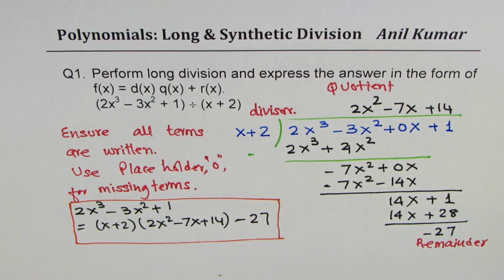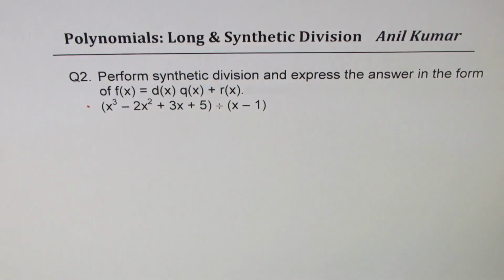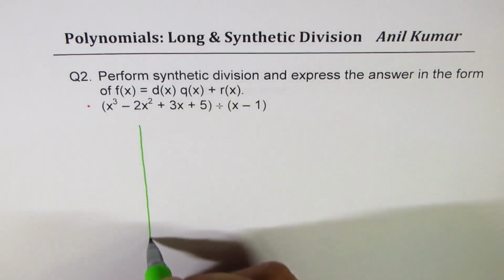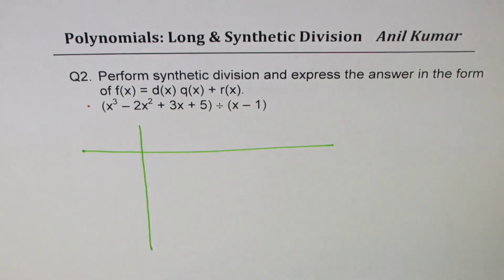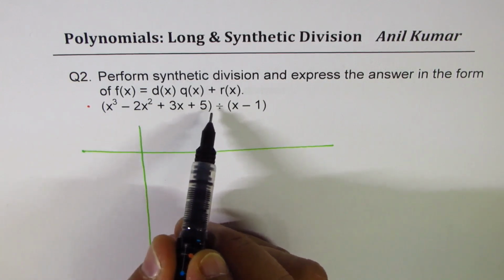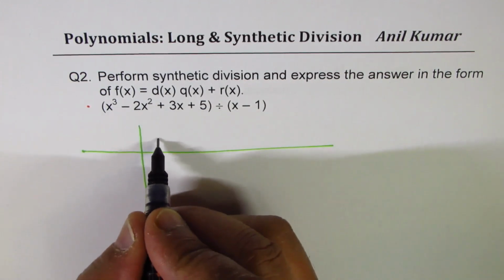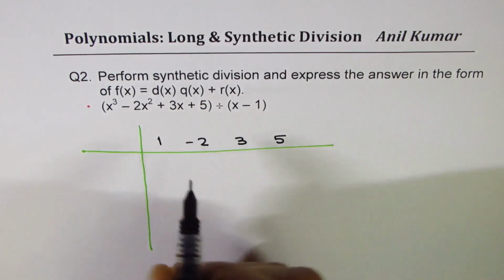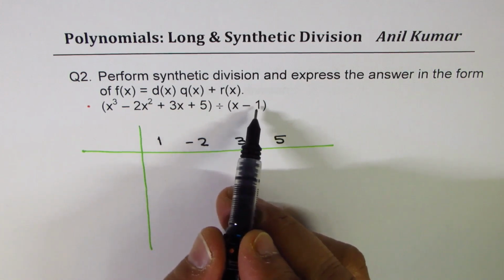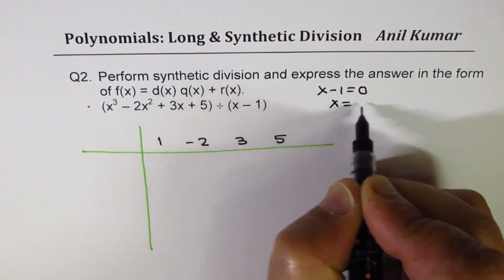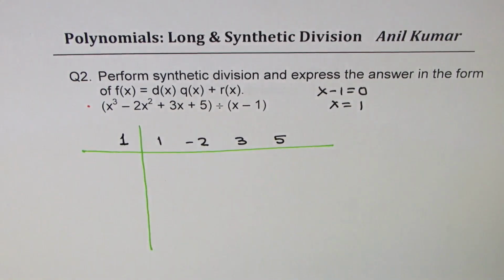Now let's move on and answer question number 2. Now in this case, we are going to use synthetic division, right? So let's perform synthetic division. The function given to us is x cubed minus 2x squared plus 3x plus 5. Let's only write down the coefficients, which is 1, minus 2, plus 3, and 5. The divisor is x minus 1. What really makes it 0? We should say x minus 1 equals 0 for x equals 1. So we are dividing by 1, correct?